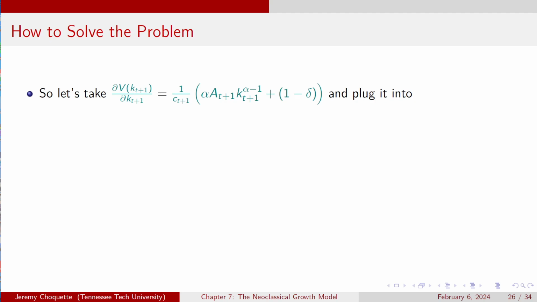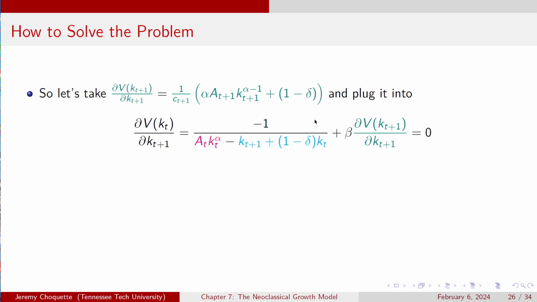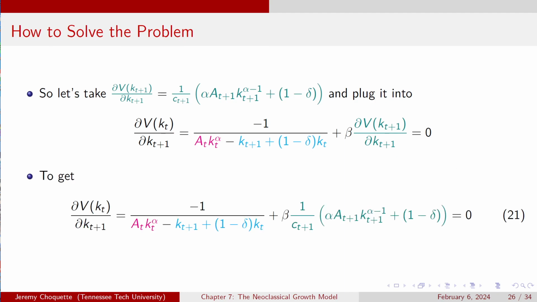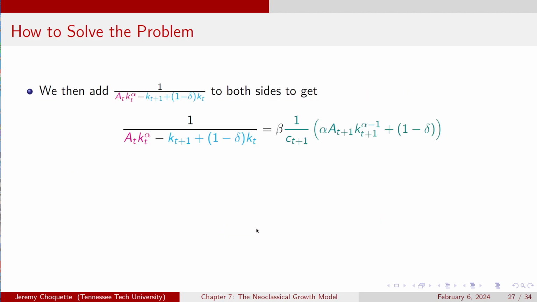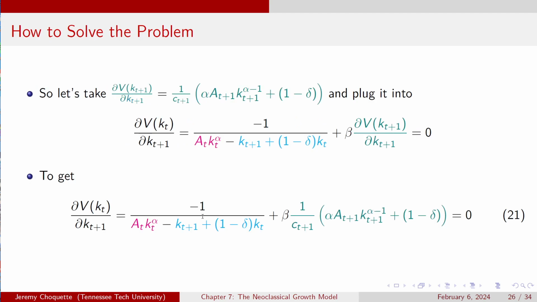So let's take that partial of v of kt plus 1 with respect to kt plus 1. And since this is equal to this, I can plug that in for this over here. And that gives me equation 21. All right, but remember the minus 1 over this pink stuff minus the blue stuff, that's just minus 1 over consumption. So, well, that's going to simplify down. But let's just take this guy and add this to both sides. It's negative 1 over this stuff. And we've got 0 over here.